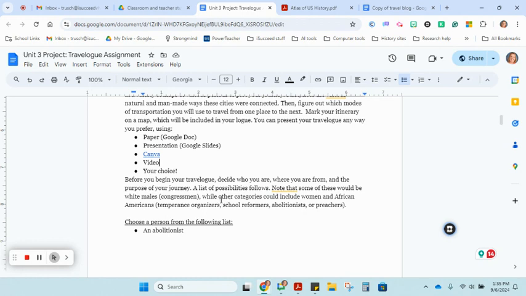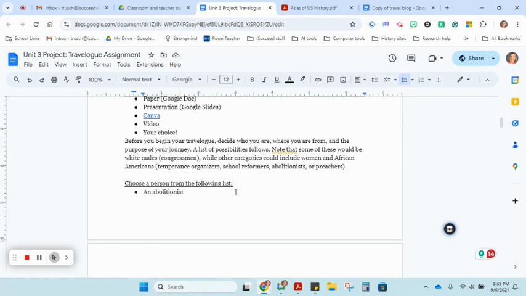Before you begin your travel log, decide who you are, where you are from, and the purpose of your journey. A list of possibilities follows. Note that some of these would be white males, while others would be women and African Americans as well. Okay, so you get to choose from the list.